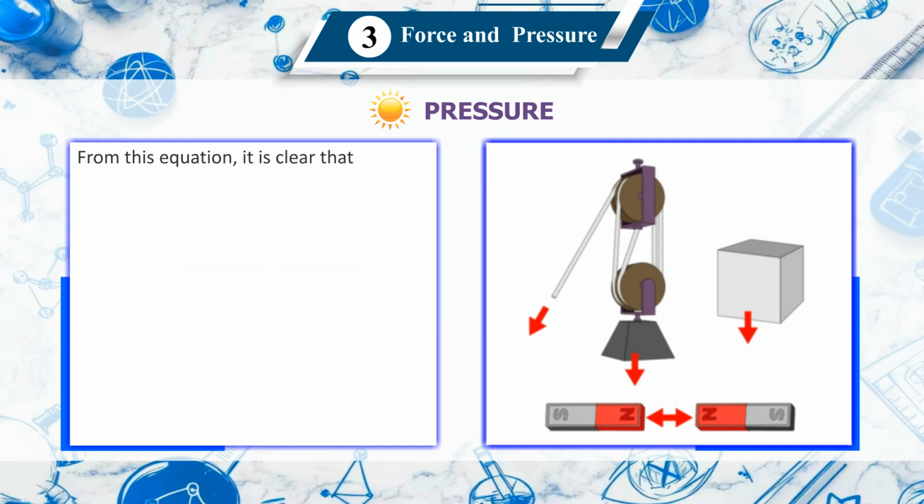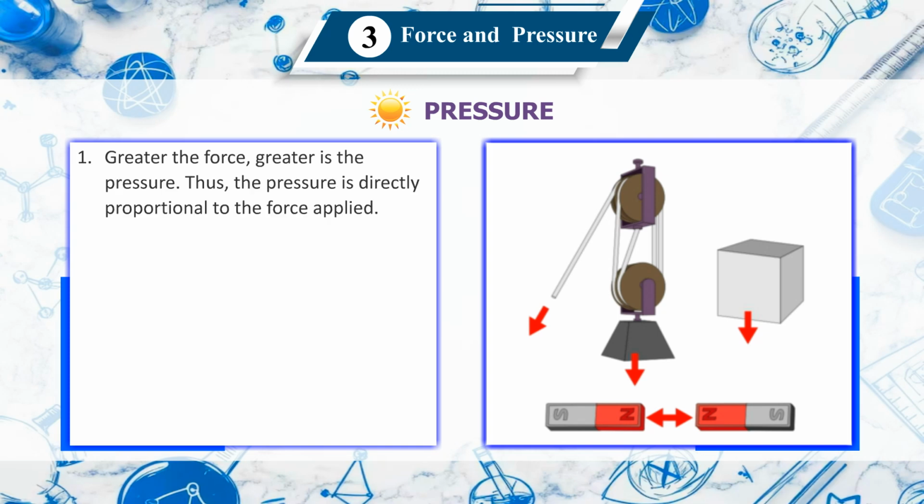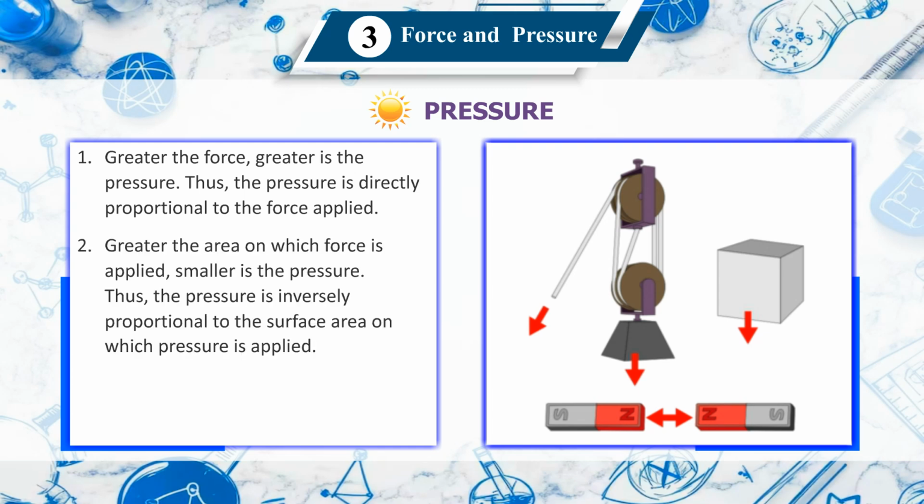For this question, it is clear that first, the greater the force, the greater is the pressure. Thus, the pressure is directly proportional to the force applied. Second, the greater the area on which force is applied, the smaller is the pressure. Thus, the pressure is inversely proportional to the surface area on which pressure is applied.